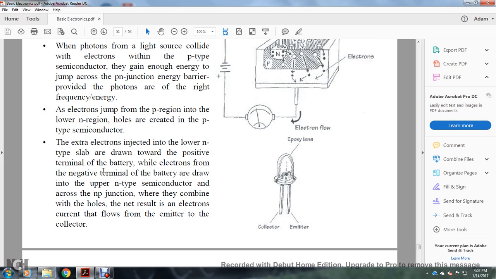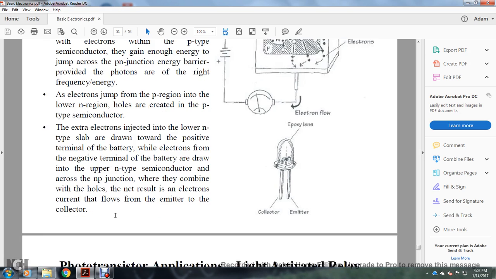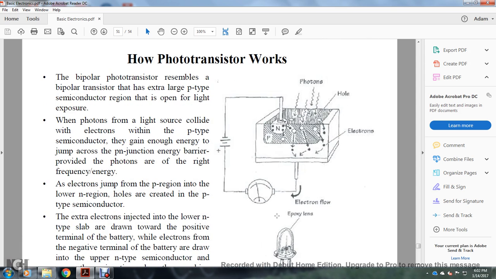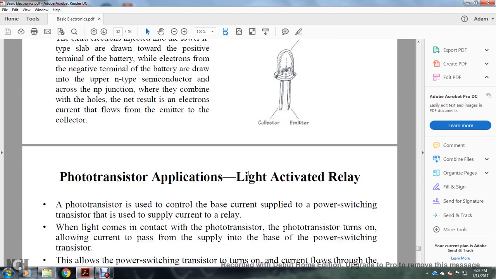As electrons jump from the positive region into the lower negative region, holes are created in the positive type of the semiconductor. The extra electrons injected into the lower negative type slab are drawn toward the positive terminal of the battery, while electrons from the negative terminal of the battery are drawn into the upper negative type semiconductor and across the negative-positive junction, where they combine with the holes. The net result is an electron current that flows from the emitter to the collector. This shows the photons, the holes, and the electrons going through the electrical flow through the electrical meter, through the positive-negative battery, collector and emitter.